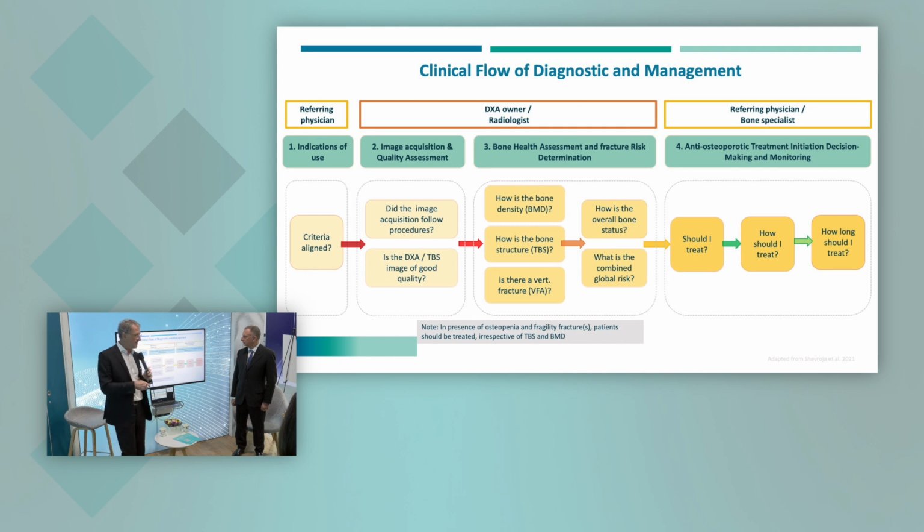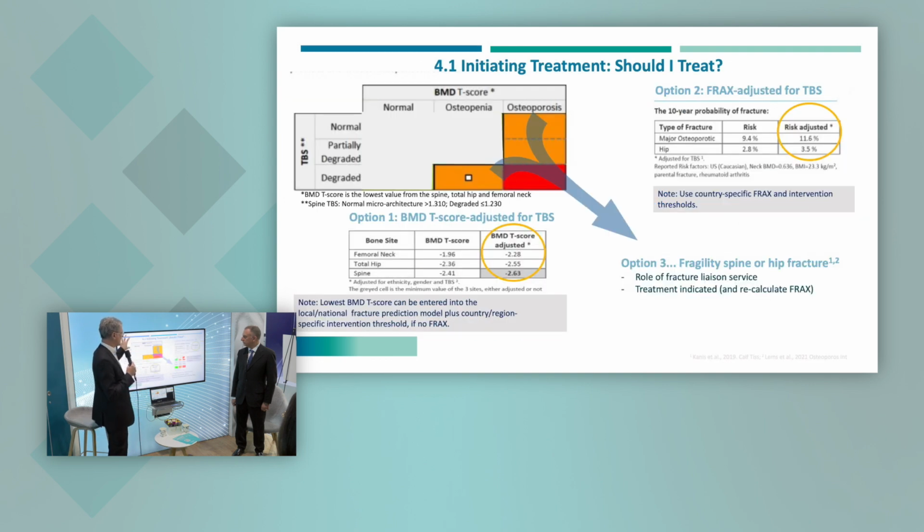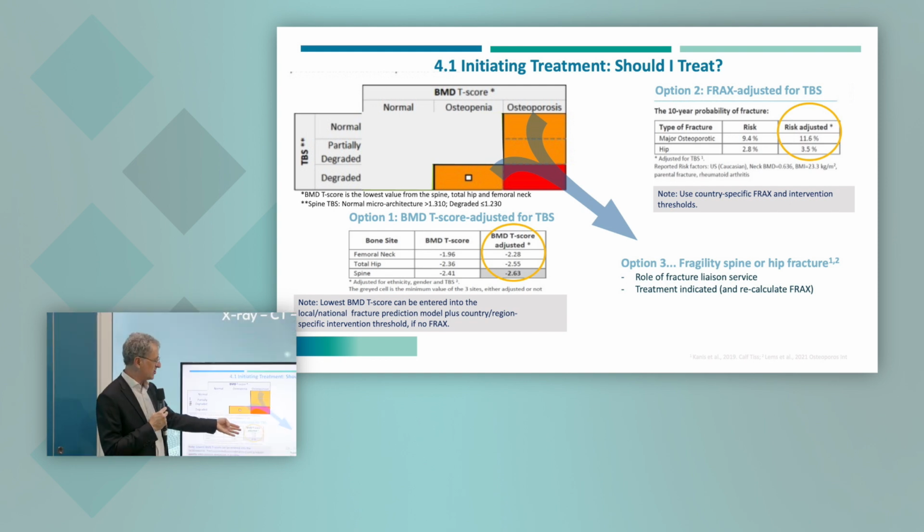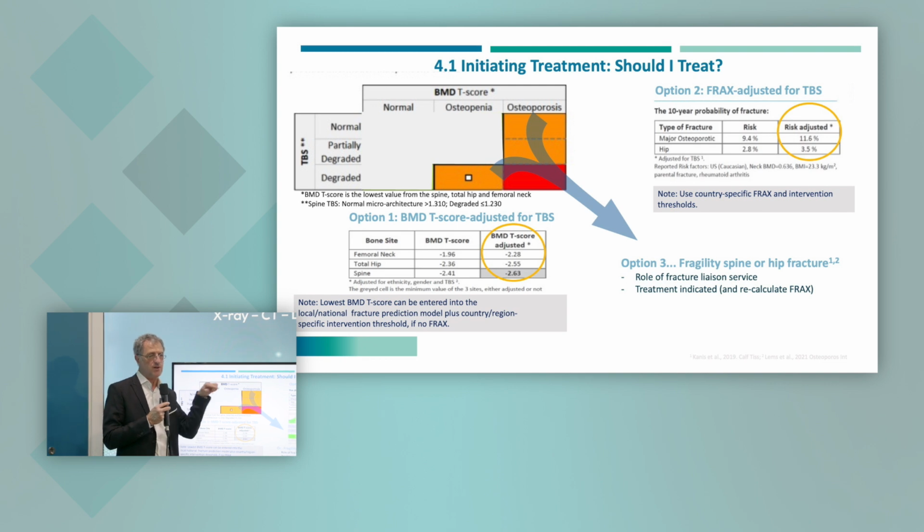So if I go briefly through these steps, first, should I treat? You remember I mentioned the FRAX adjustment by TBS or the BMD T-score adjusted by TBS. So if you take those patients in this category of risk and you apply either the FRAX or the TBS, if the FRAX adjusted by TBS is above the intervention threshold as defined by IOF, for example, or if the BMD T-score adjusted by TBS is below minus 2.5 or minus 3, then you will feel confident enough to say my patient is sufficiently high risk to treat.